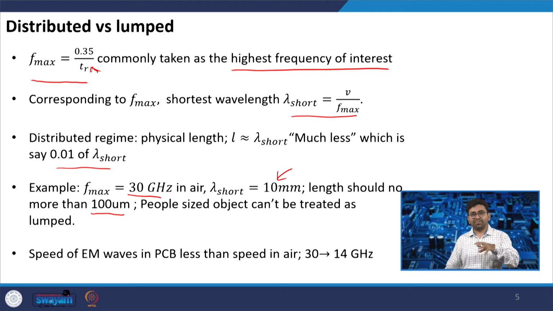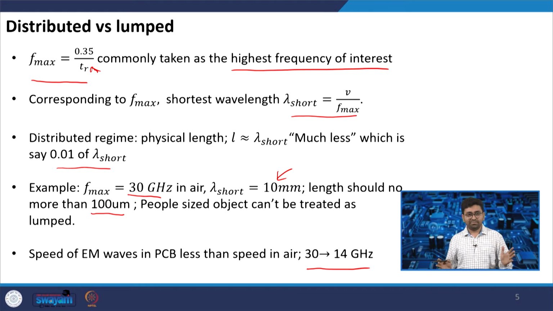So, inside the chip also you should consider the distributed regime. And one more thing I want to add, that is the speed of EM waves in PCB or in semiconductors is different, less than the speed in the air. So, if it is 30 gigahertz in air, in a normal PCB that is 14 gigahertz. Sorry. So, this is distributed versus lumped, and when you should consider the lumped regime.